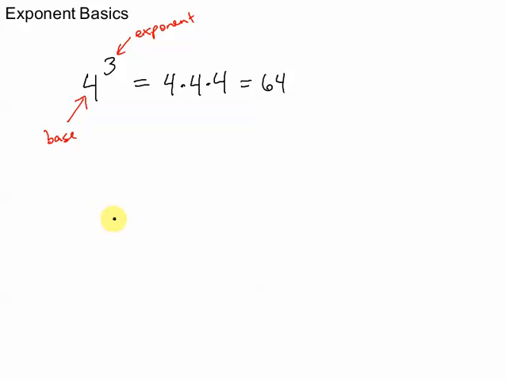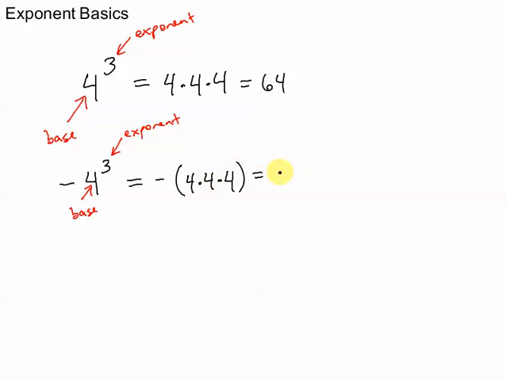Okay? A couple other examples. If I write negative 4 cubed like this, then the 4 again is my base, and the 3 is again my exponent. And this negative out here just means to take the opposite of the entire expression. So this means the opposite of 4 cubed. The negative is not part of our base. So in other words, this means you have the opposite of 4 times 4 times 4, and 4 times 4 times 4 is 64, so this is negative 64.